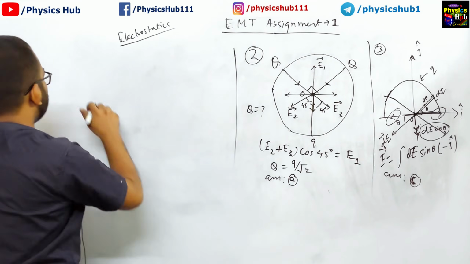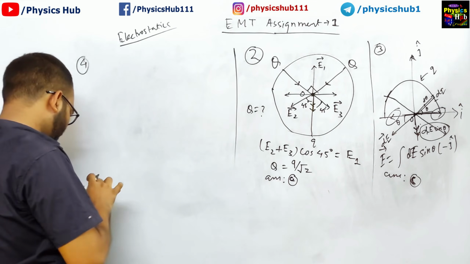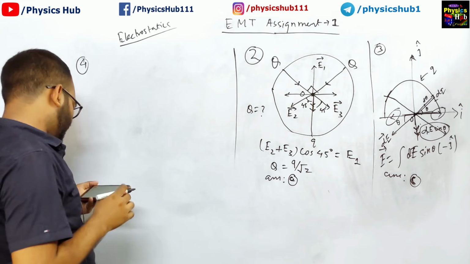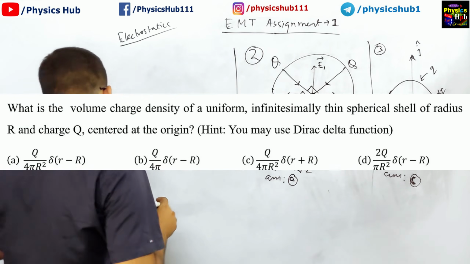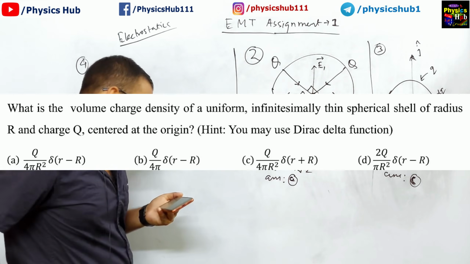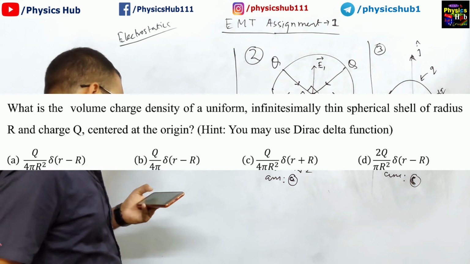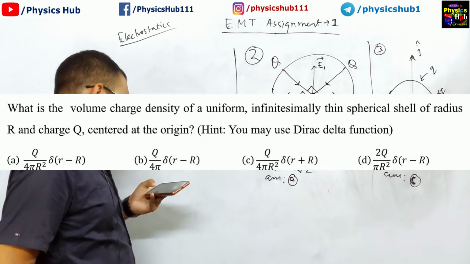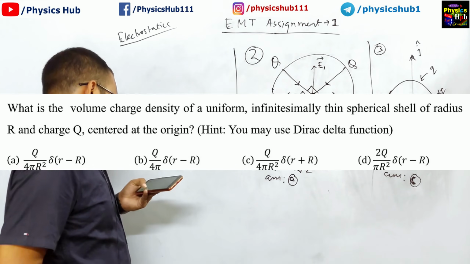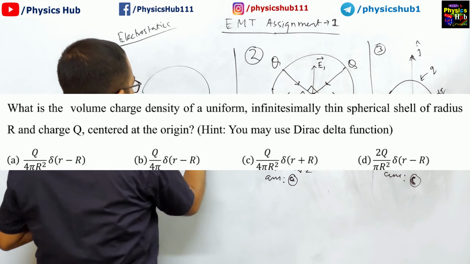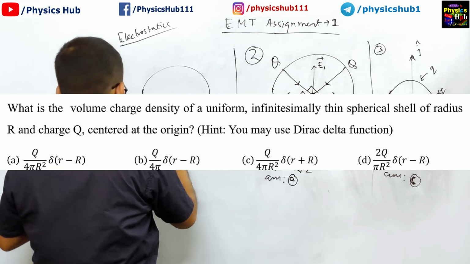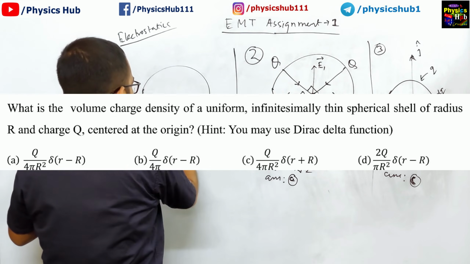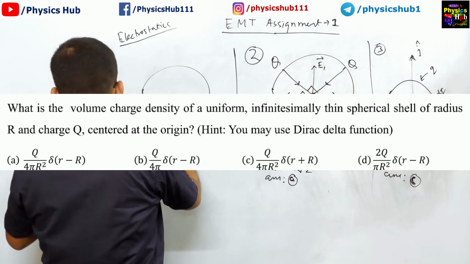What does the fourth problem say? What is the volume charge density of a uniform infinitesimally thin spherical cell of radius r and charge q centered at the origin? You can use the Dirac delta function. Okay, so you are given a spherical cell. This is the spherical cell of radius r and charge q.